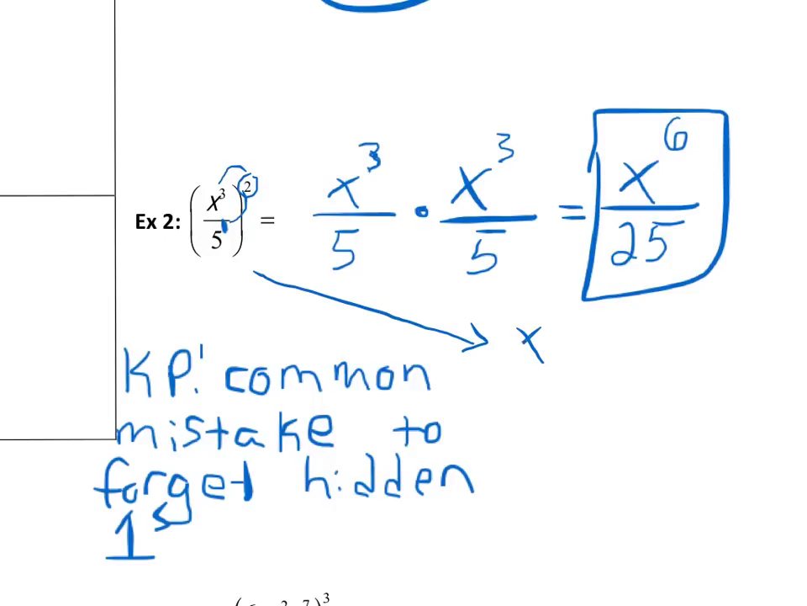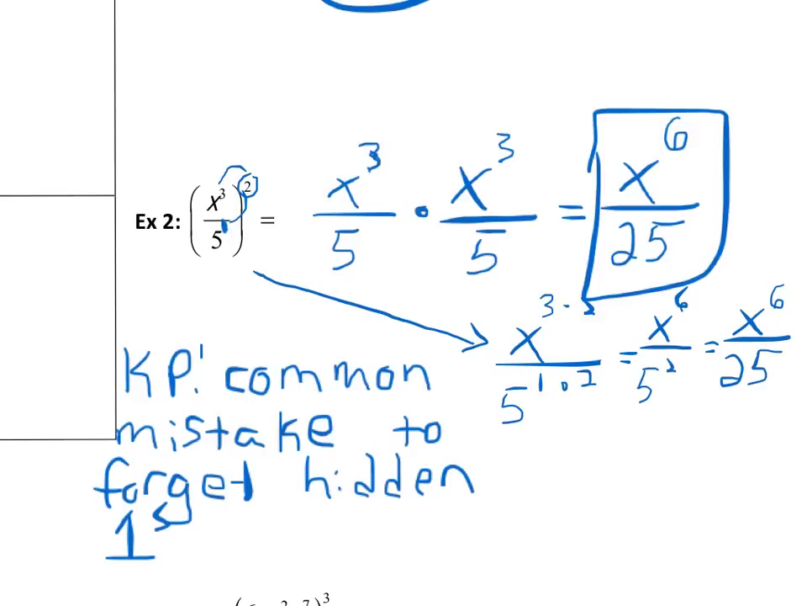Okay, what this would look like, and again, this is work that you need to show. X to the, okay, when you distribute, remember we're multiplying. X to the 3 times 2 over 5 to the 1 times 2. Again, when you distribute, you're just multiplying. So that would equal x to the 3 times 2 is 6, and then 5 to the 2nd power, which simplifies to x to the 6th. 5 to the 2nd power is 25.